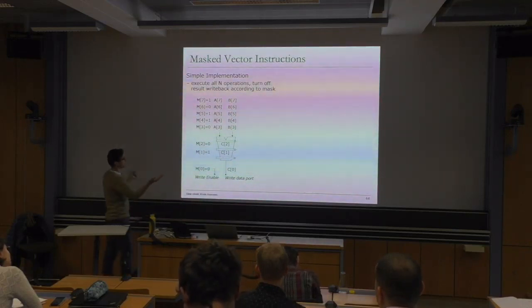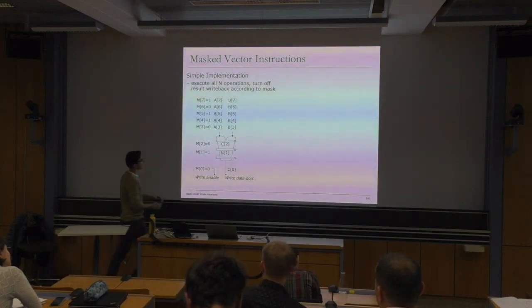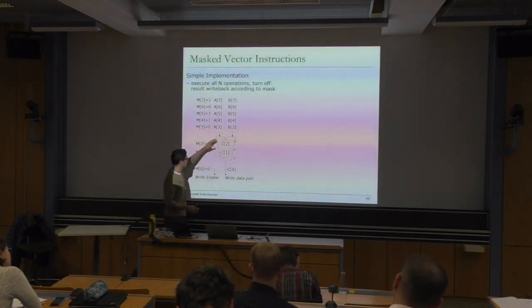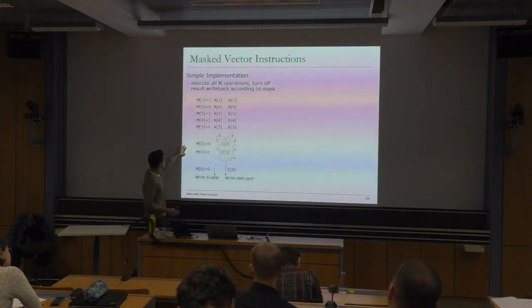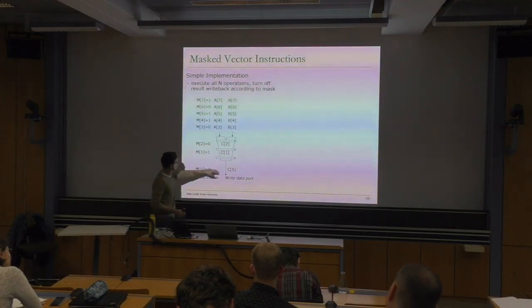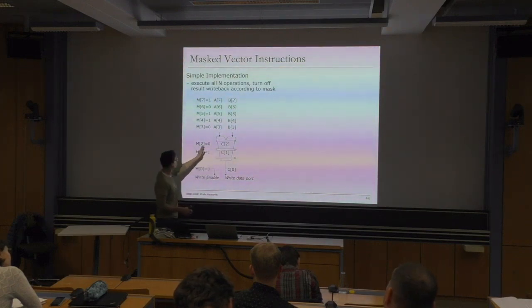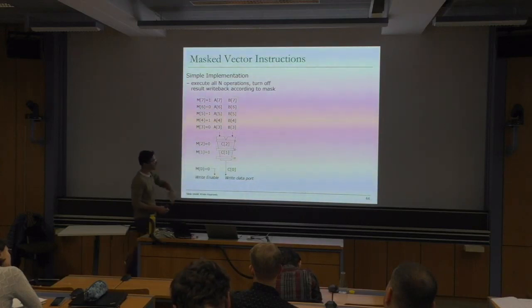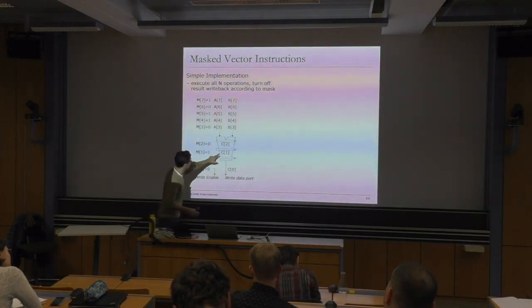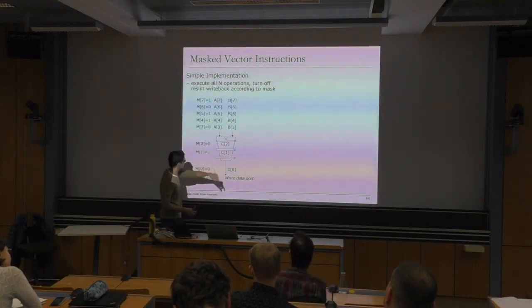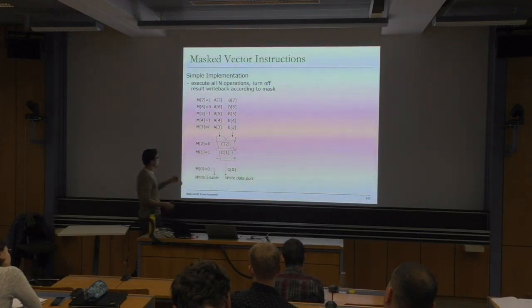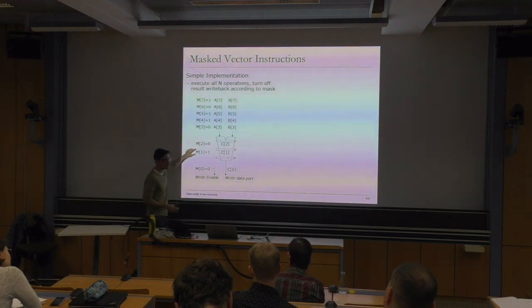So we would typically do something like this, right? This is our vector pipeline, and we start calculating C0, C1, C2, and so on. C0 is A0 plus B0, for example. C1 is A1 plus B1, and so on. And for each of these operations, the mask has a value, 0 or 1.